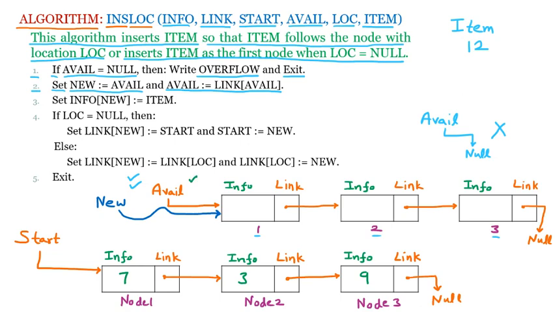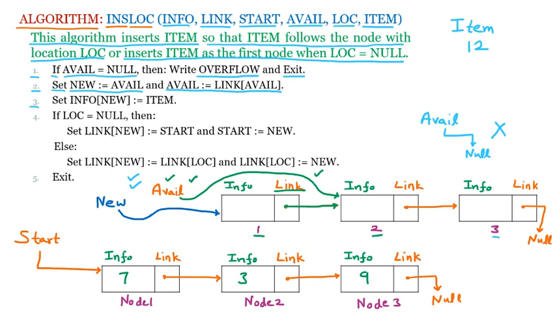Now this avail is pointing to node 1 and the node 1 link part is pointing to the info of 2, which is the address of 2. So here this avail is now modified and this avail is now going to the node 2 address. So here it is moving. So now this available is shifted to node 2, meaning the available is now pointing to the address of node 2.